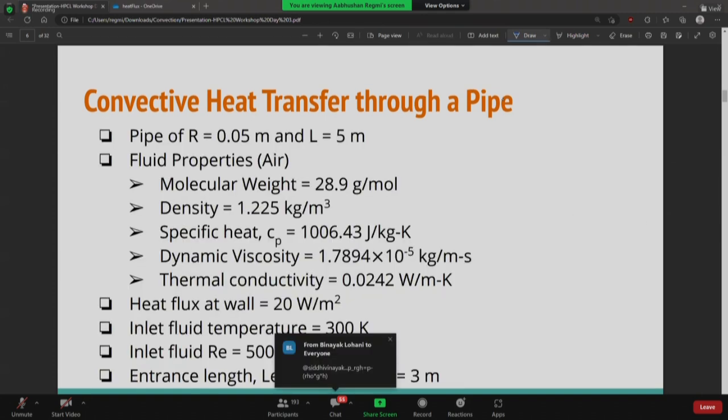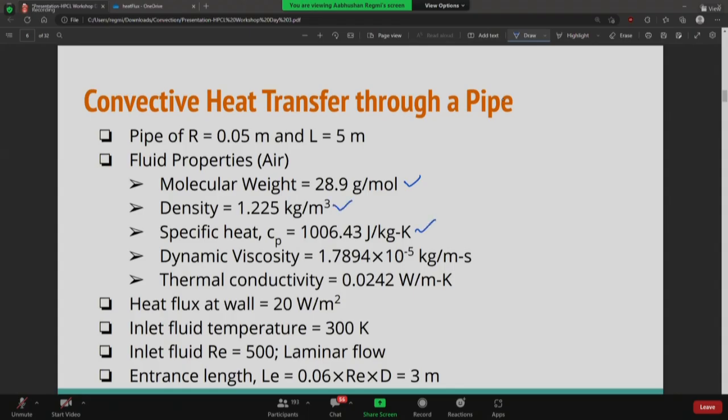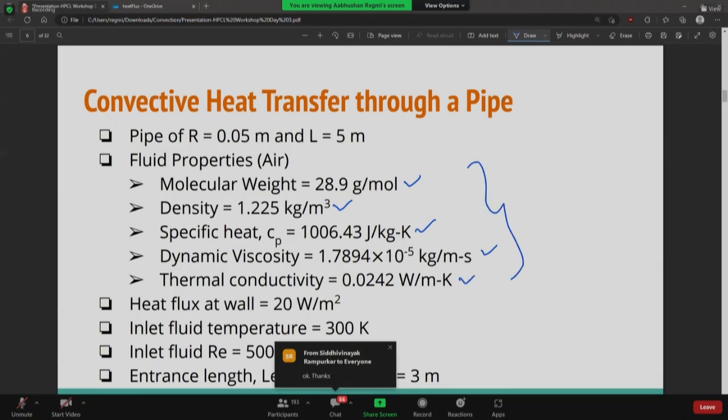The pipe has a radius of 0.05 meters and a length of 5 meters. The fluid flowing through the pipe is air, and we are giving the molecular weight and density of the air, along with specific heat, viscosity, and thermal conductivity. These properties will be provided in the thermophysicalProperties file.